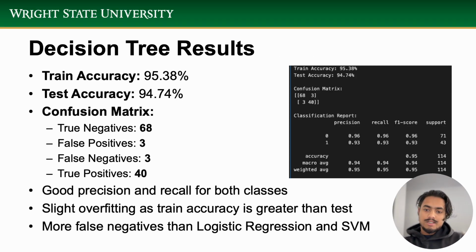Now, for the result, the decision tree achieved a training accuracy of 95.38% and a test accuracy of 94.74%. The confusion matrix shows 68 true negatives and 40 true positives, but also 3 false positives and 3 false negatives. While the overall accuracy is solid, the model shows signs of slight overfitting because the training accuracy is higher than the test accuracy. Decision trees are flexible but can easily memorize patterns in the training data, which reduces generalization compared to SVM and logistic regression. This model has a higher number of false negatives, meaning it misses more malignant cases.